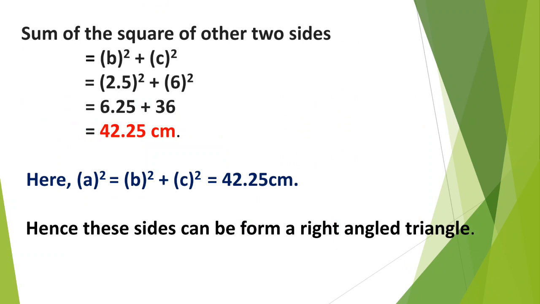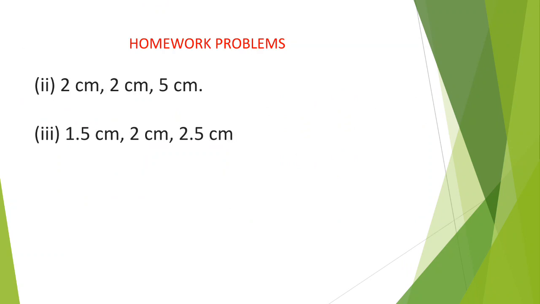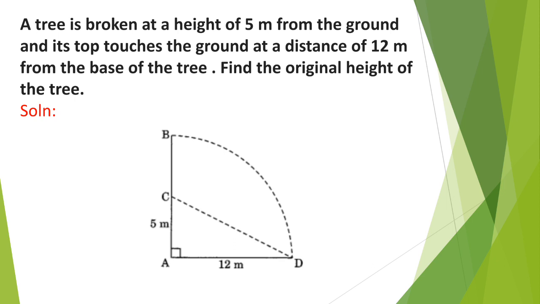Then we are proving these sides can form a right angle triangle. Clear? Here we are having two more problems. First one, 2, 5 centimeter. Next, 1.5 centimeter, 2 centimeter and 2.5 centimeter. In this, you have to consider the longest one as hypotenuse and the remaining two sides as legs of the triangle. Using Pythagoras property, prove these sums. Clear? Now, we are moving to another problem.